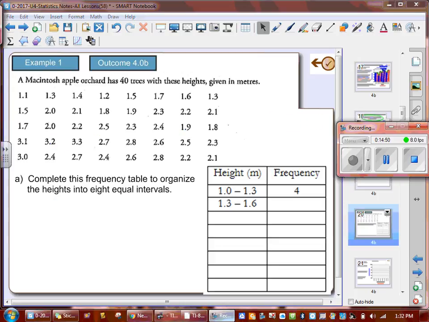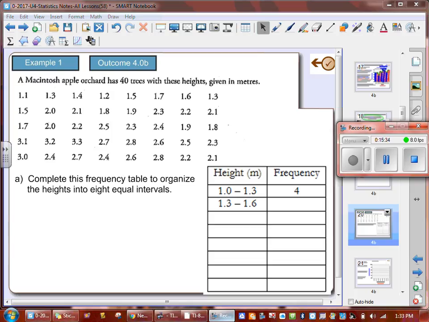Okay everybody, let's take a look at our last example. This is our orchard. We have a Macintosh apple orchard with 40 trees. So again, now we've got 40 pieces of data. It's a large amount of data, so we're not going to be putting the data into there. When they use the numbers like this, for example, 1.0 to 1.3, then the next one starts at 1.3 again. The reason they're doing that is to show you that the bars are connected. But which group would you keep the 1.3 in?